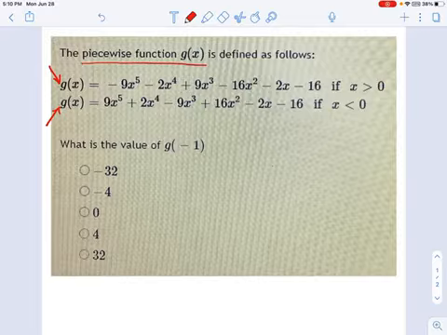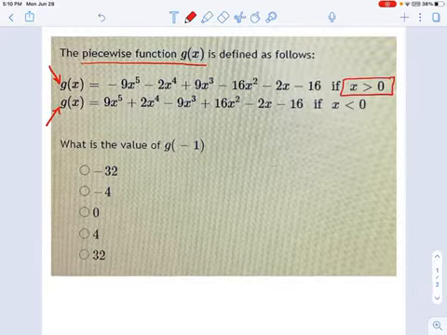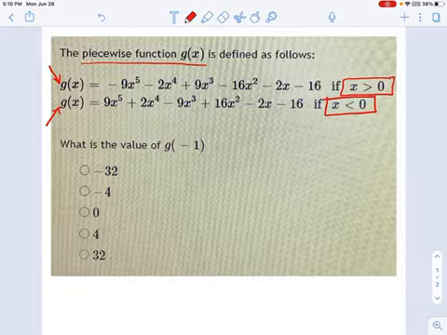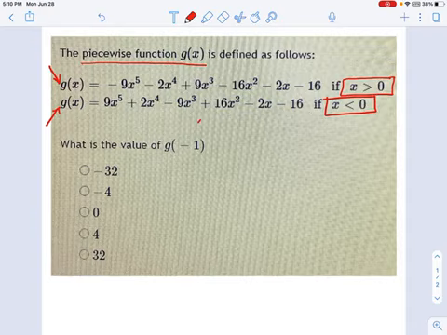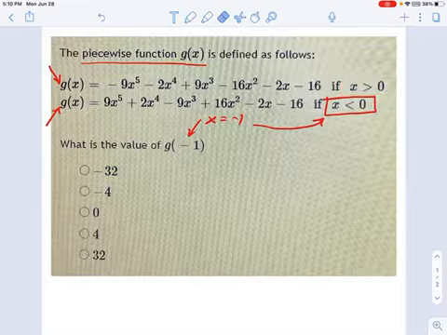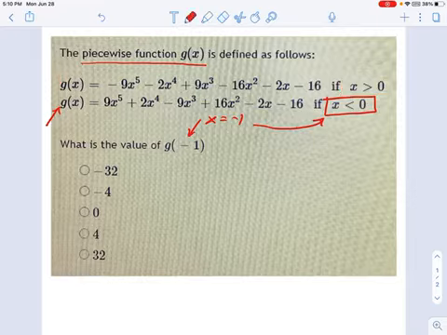The reason it's called piecewise is because there's one equation in certain places. See, if x is greater than 0, you have one equation. But if x is less than 0, you have a different equation. And the question is, which one of these equations do we use? Well, the way you figure it out is you look at x. X equals negative 1. So that means we're going to use the equation where x is less than 0, because the equation for x greater than 0 does not apply.